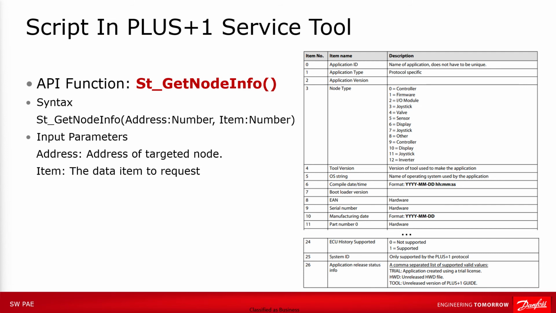You can find the detail table in the scripting menu. There are 23 items in the table. In this example, the ECU information we want is application ID, node type, tool version, compile time, birth date, and part number 0. The item numbers for this information are 0, 3, 4, 6, 10, 11.